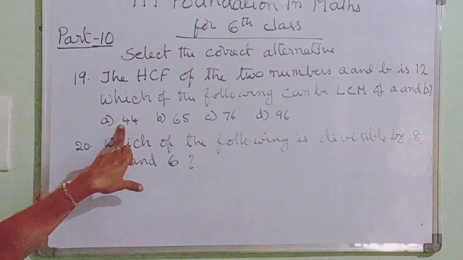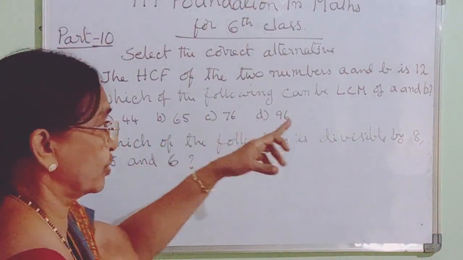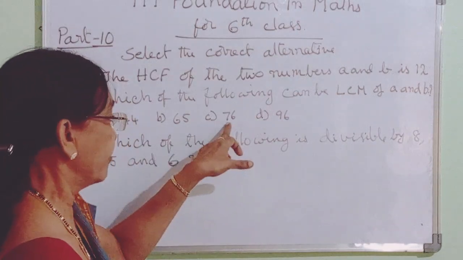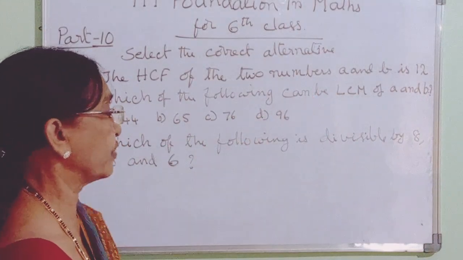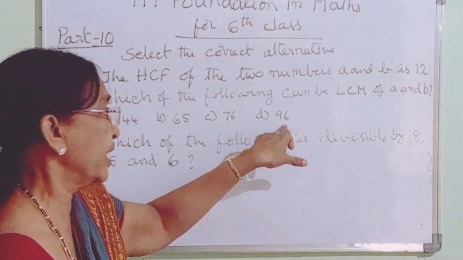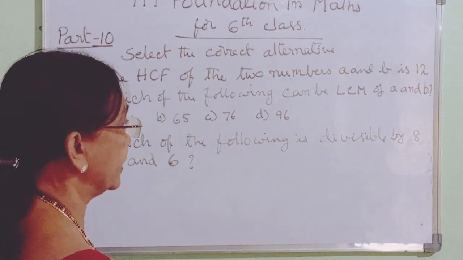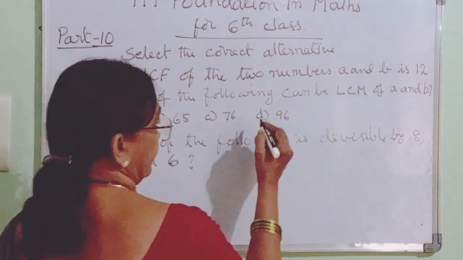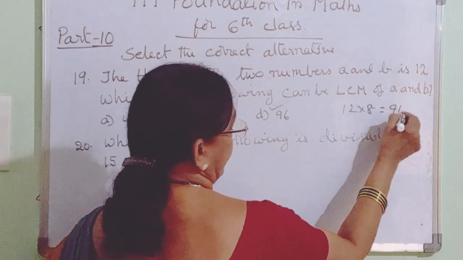So, for 44, 12 is not a factor. For 65 also, 12 is not a factor. For 76 also, 12 is not a factor. Therefore, 96 is the correct answer because 12 times 8 is equal to 96. 12 times 8 is 96.